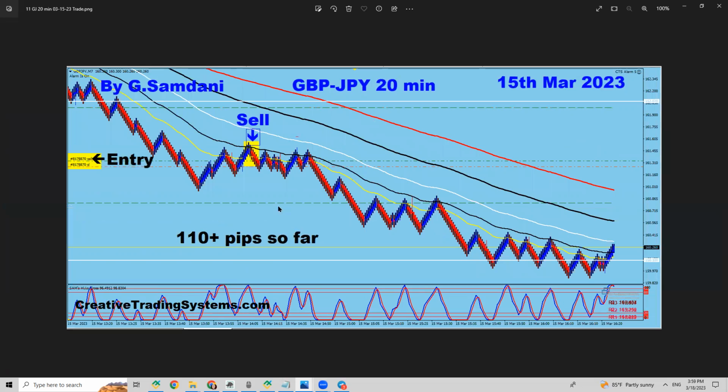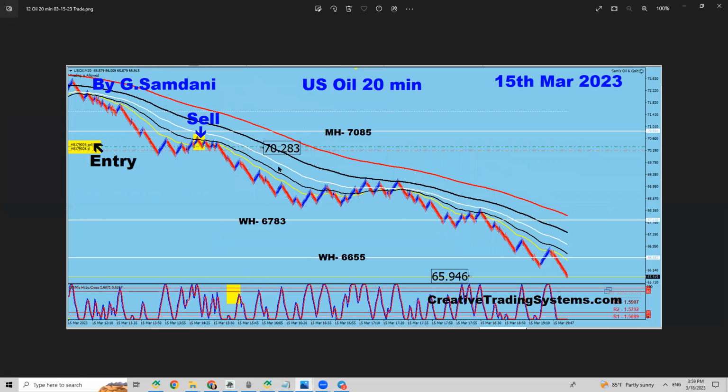And here, pound yen. I'm mostly doing USD yen and pound yen out of all those yen pairs, so that's why you're going to see pound yen, USD yen again and again. Sell order here on the 15th, 110 pip to the downside. And again here, oil again from 70.28 going all the way to 65.94. I shrank the chart because it wasn't coming into the screen, so that's why it looks like this, because it's a big move and it's bigger than the chart. So this is on the 15th.